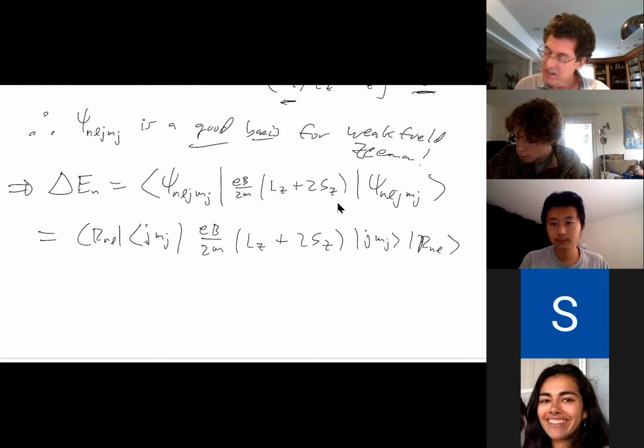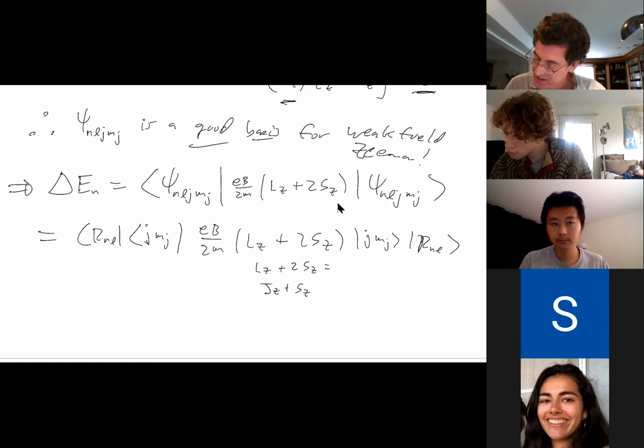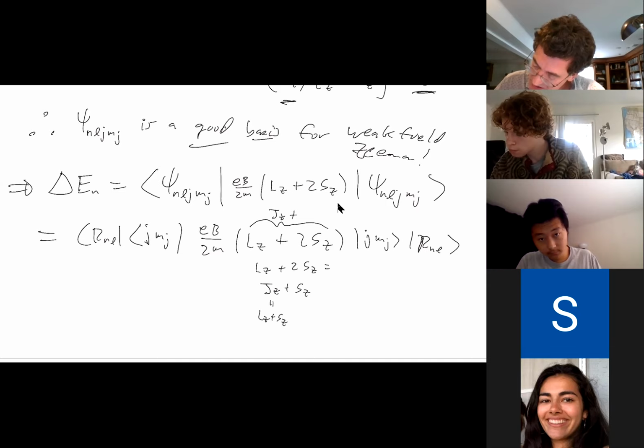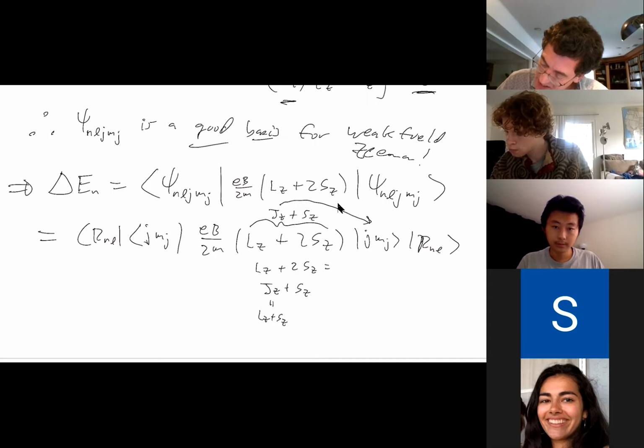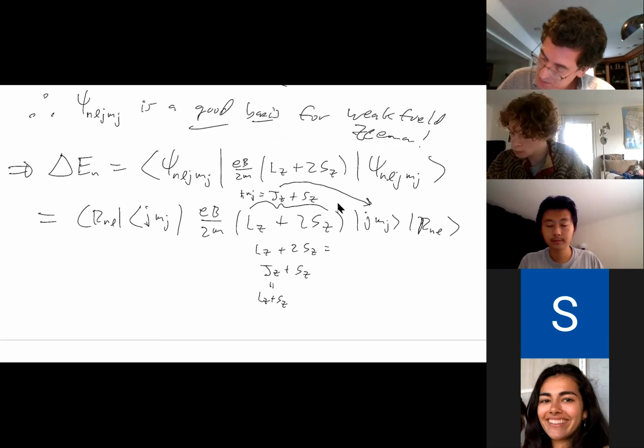Let's do a little trick. We'll say that LZ plus 2SZ is equal to JZ plus SZ. Do you see that? It's an easy little trick, since JZ is equal to LZ plus SZ. So now when JZ hits this, what does JZ equal? It turns into what? m_j h bar. Exactly, h bar m_j. So part of this becomes easy.